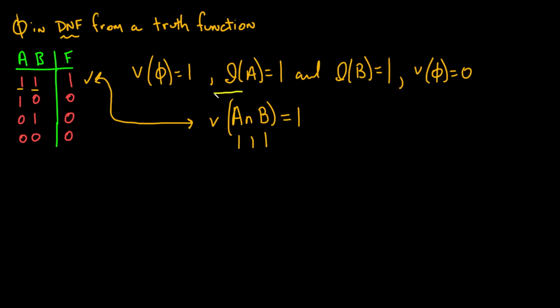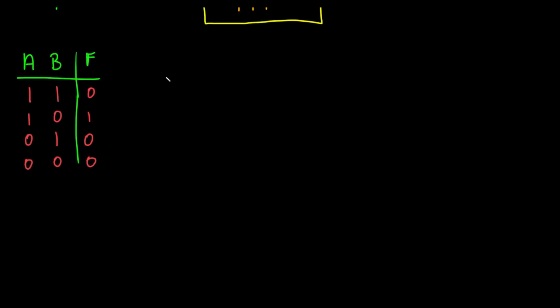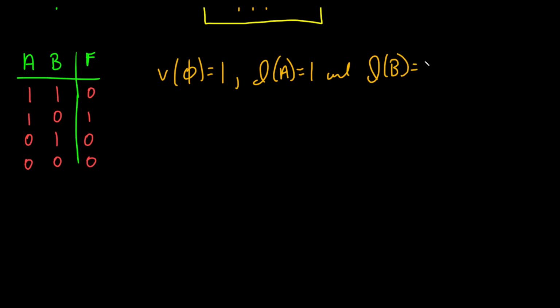Now, the thing I want to point out is the fact that this particular formula is true just in the case that A is assigned a value of true and B is assigned a value of true. Let's look at another example, and I'll create another truth table. So again, what we want here is a particular formula that is true just in the case where A is assigned a value of true and where B is assigned a value of false.